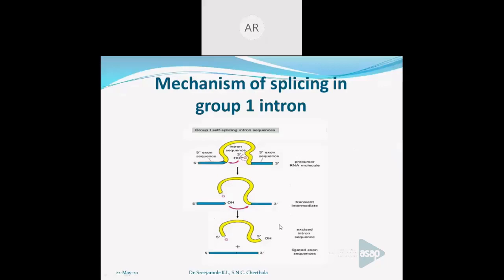This is group 1 intron splicing here. This guanine residue will react with this end, releasing that, and this guanine will be added onto the 5' end of this intron. And later this 3' OH will react with this 5' end of the second exon and remove it from that. So the intron is released, and these two exons will be joined together later.